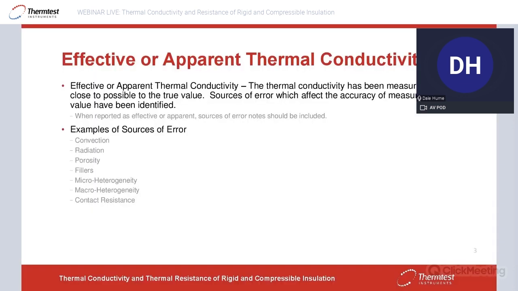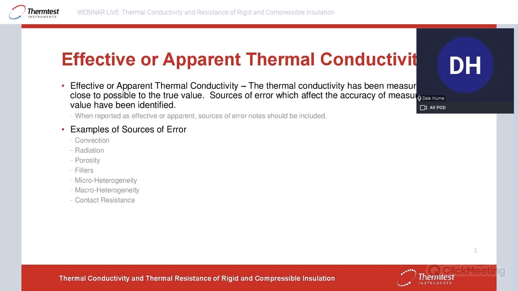Effective or apparent thermal conductivity. Again, I wanted to add this slide to discuss something I see quite a bit. It is the thermal conductivity has been measured as close as possible to the true value. There's been a source of error that has affected the accuracy, and those sources of error have been identified. What I'd like to see, and hopefully we can create more education on this matter, is when effective or apparent thermal conductivity is listed as the measurement, there should be a note or comment in the reports or specifications on what that source of error is that makes it effective or apparent.